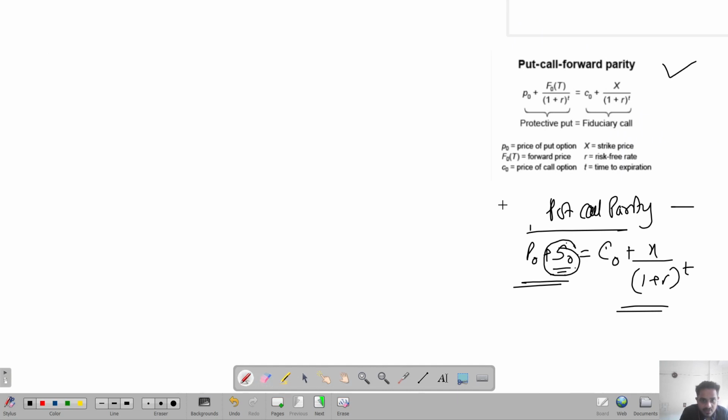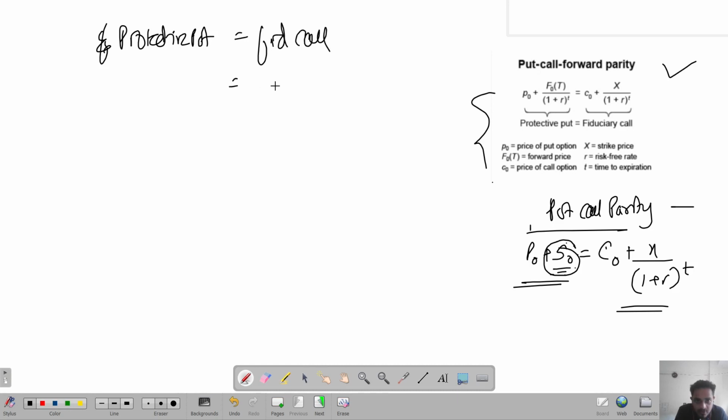That is what you have here. Earlier we had a protective put equal to a fiduciary call, and your call option was the call plus this risk-free bond. This is a zero coupon bond, the risk-free rate, X divided by 1 plus r the whole raised to t. And then we had a put option plus the spot.